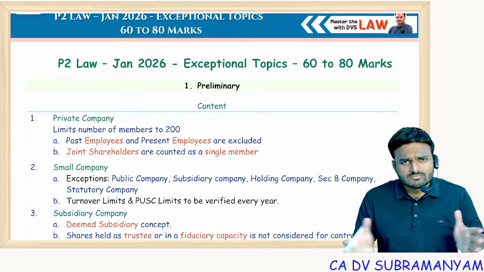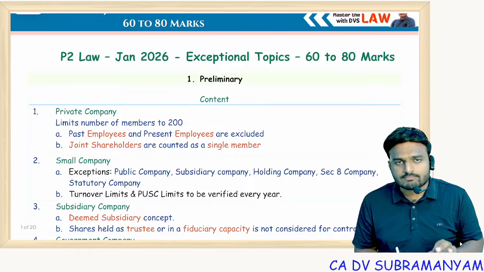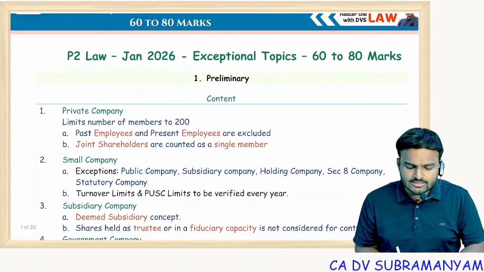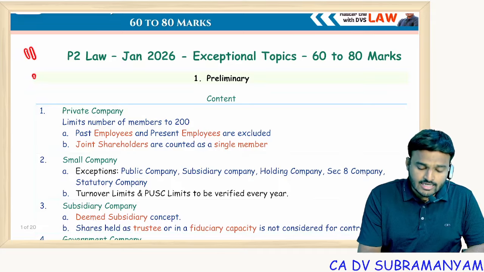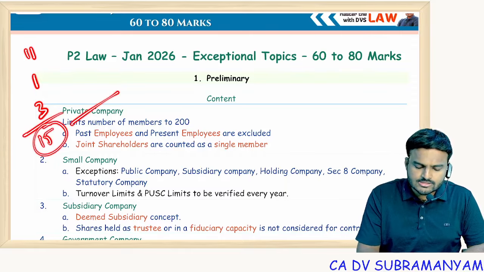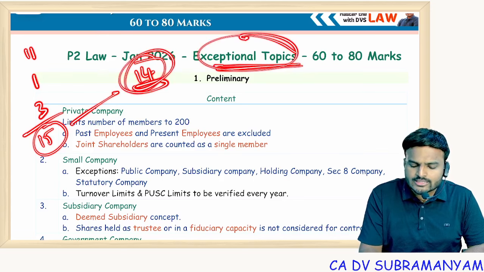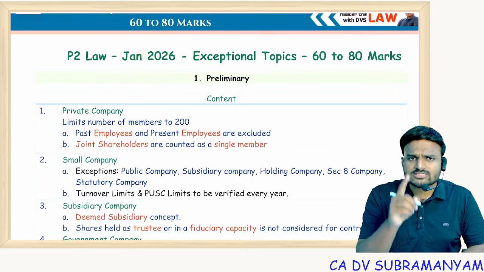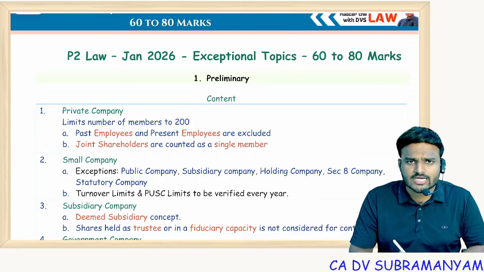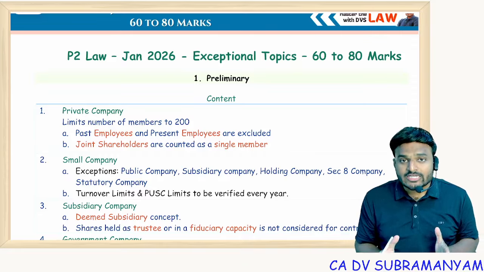Now, let's continue the marathon. First of all, we have a total of 15 chapters. In the Companies Act, we had 11 chapters. In LLP and other laws, we had 3 chapters: General Clauses Act, FEMA, and Interpretation of Statutes. Out of 15 chapters, I prepared the exceptional topics PDF on only 14 chapters. The one chapter I ignored is Interpretation of Statutes. So, 14 chapters, 20 pages PDF.